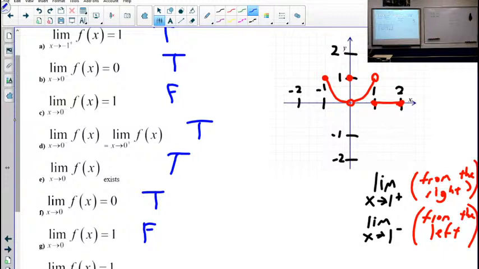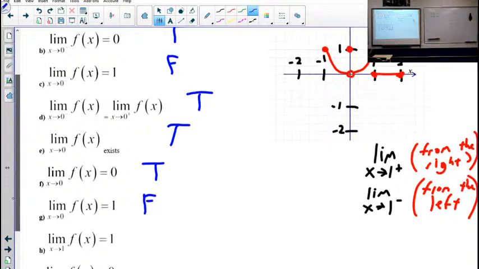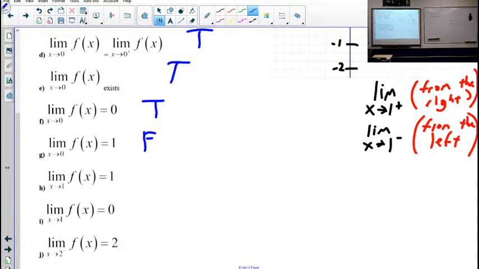It should be 0. Because if I'm coming to 2 from the left-hand side, then the y value should be closer to 0. So this is false. Limit as x approaches 2 from the left. This should be 0 and not 2. In fact, it should be pretty straightforward. It's staying at 0, it's staying at 0. As I get closer and closer to 2, it's still at 0, still at 0. So we're getting closer and closer to 0.